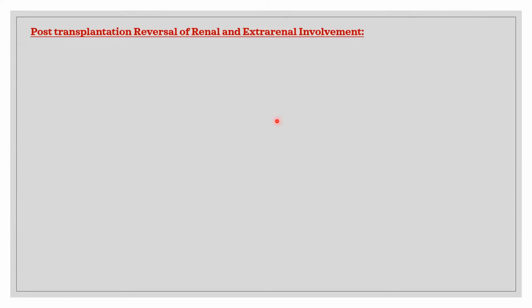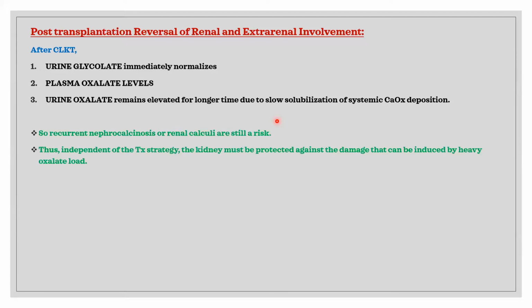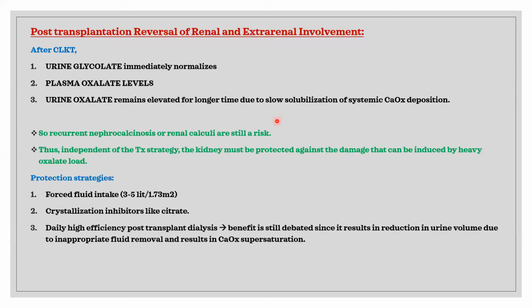Coming to the post-transplantation reversal, after combined liver kidney transplant, urinary glycolate levels immediately normalize, followed by plasma oxalate levels, but urinary oxalate levels remain elevated for a longer time due to slow solubilization of systemic calcium oxalate deposition. So recurrent nephrocalcinosis can happen. So protection strategies should be continued even after transplantation, like high fluid intake, crystallization inhibitors, and daily high efficiency post-transplant dialysis.